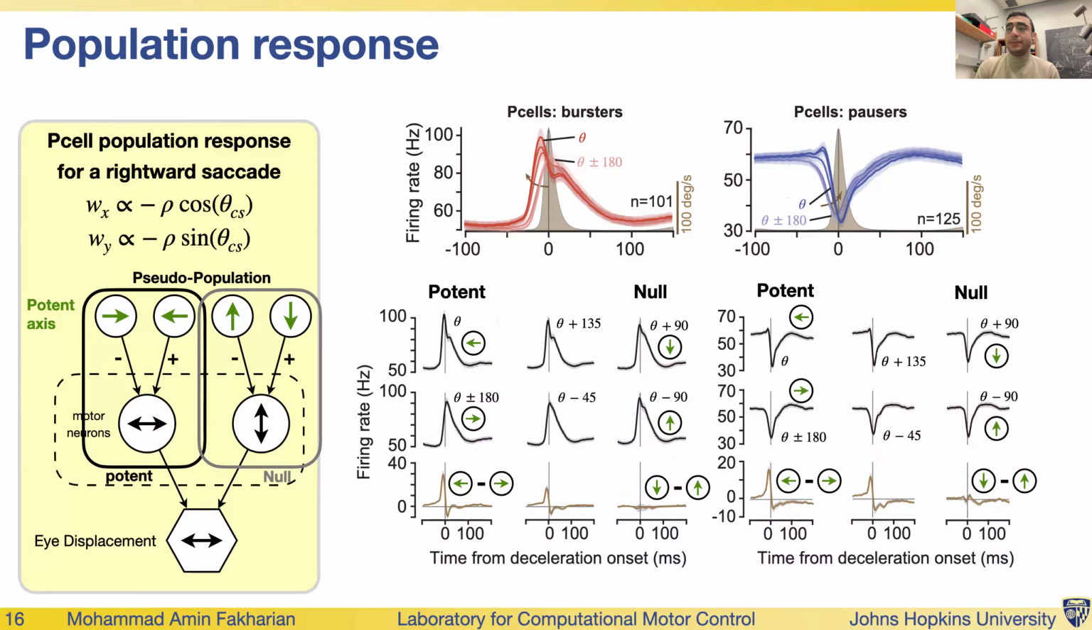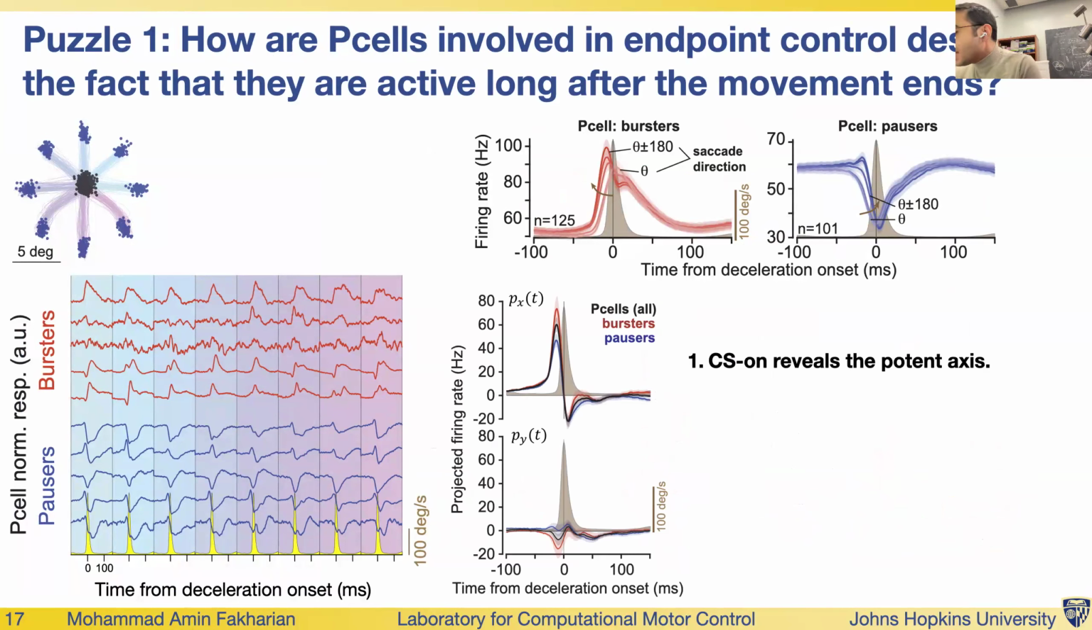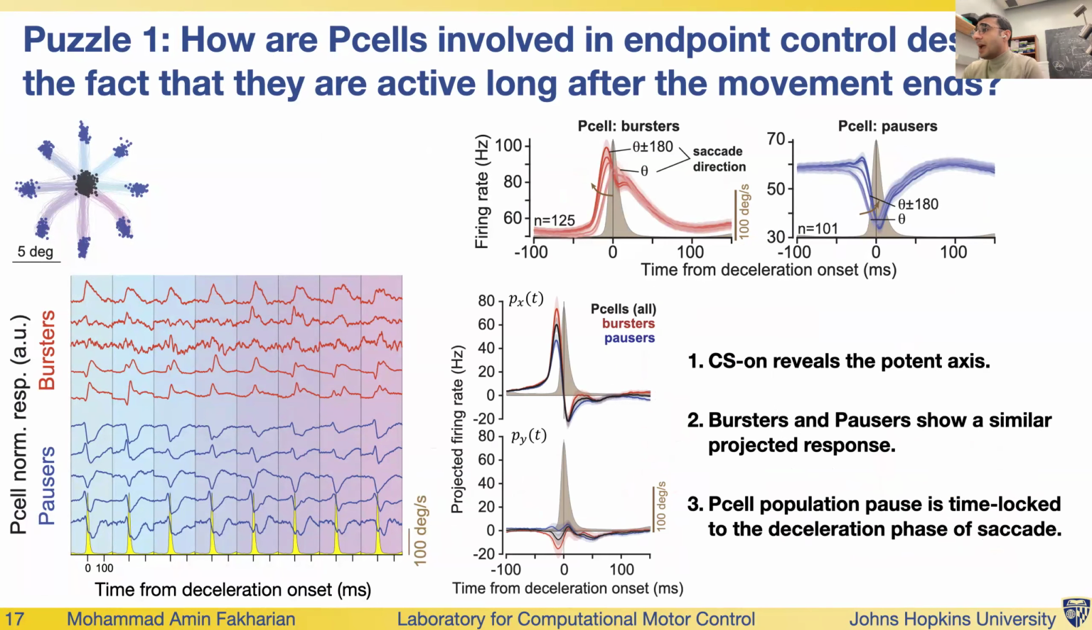So in order to summarize the first puzzle that we had: how are Purkinje cells involved in endpoint control, despite the fact that they are active long after the movement ends? First, CS1 reveals the potent axis. Bursters and pausers show a similar projected response. And the Purkinje cell population pause is time-locked to the deceleration phase of the saccade.